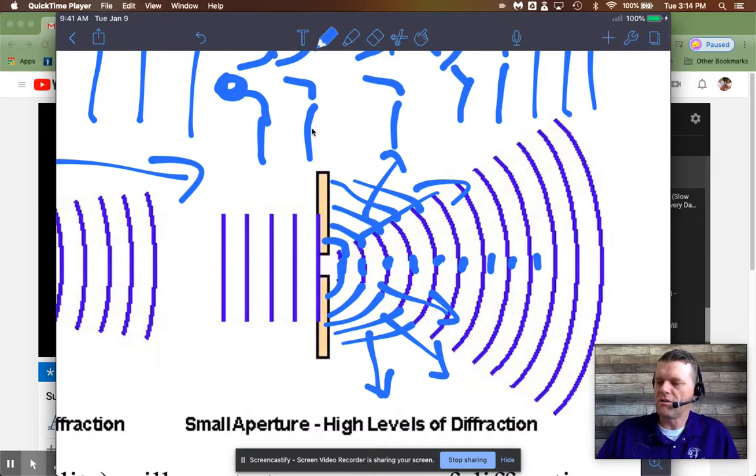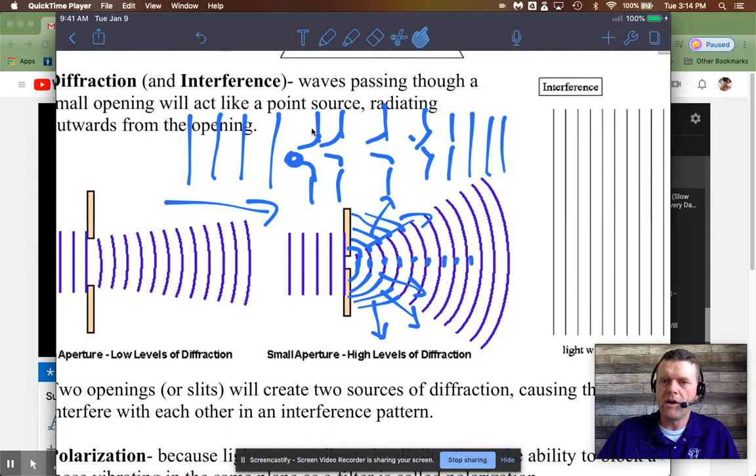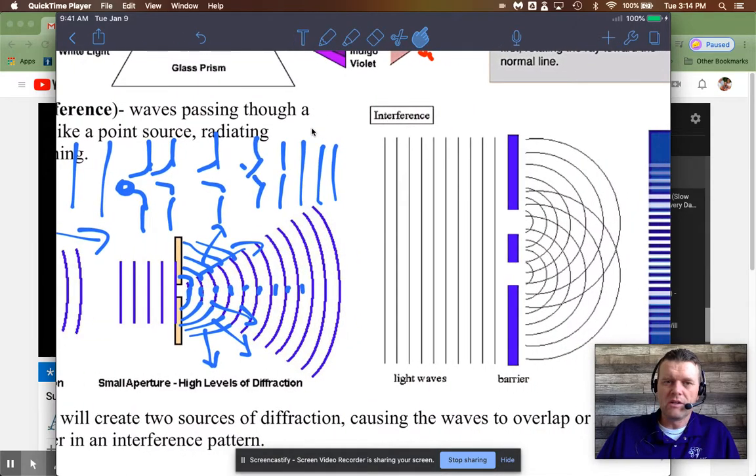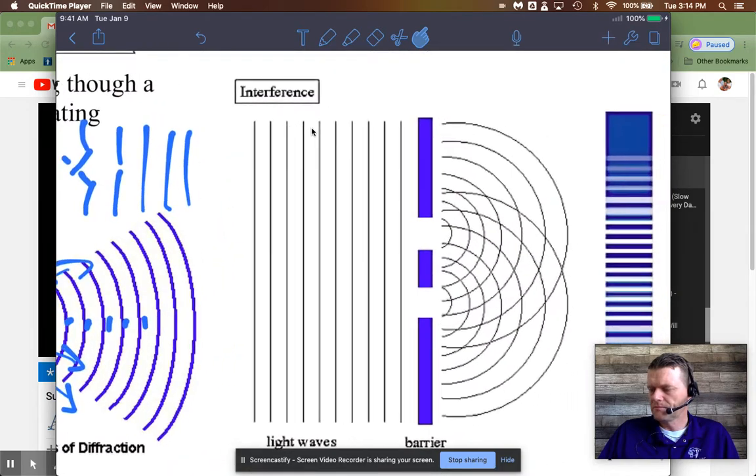So anyway, that's called diffraction. It's another really cool property of waves. What that leads to, though, is another property called interference. We're going to look at this in a couple of examples.